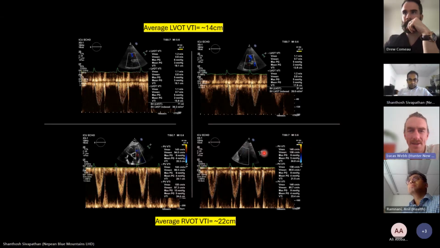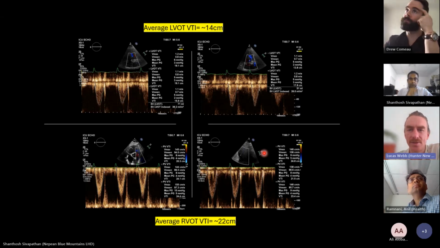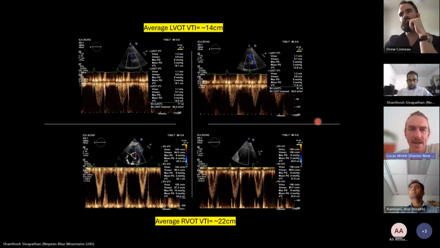I can have a stab. Yep. So when you're looking at the 2D still, you should check that the Doppler alignment and the LVOT alignment, hopefully with some color flow, are all as close to 0 as possible. If it's any more than 10 to 20 degrees off axis, then you'll be underestimating.